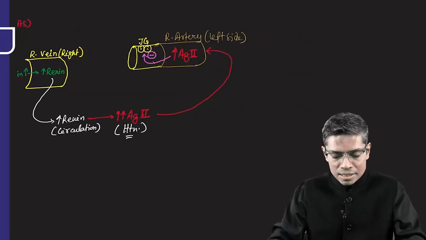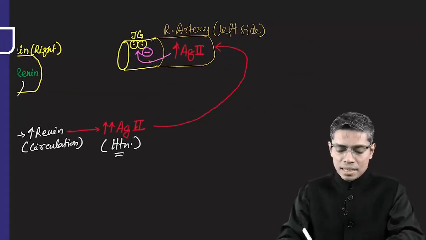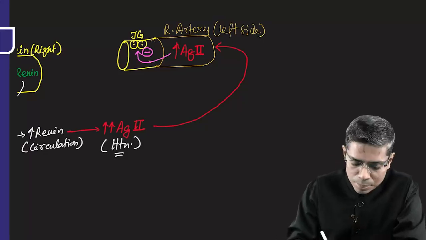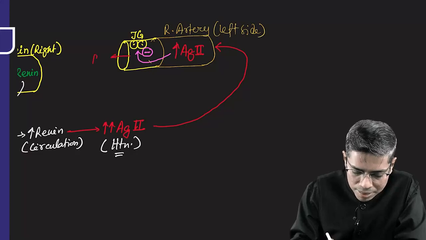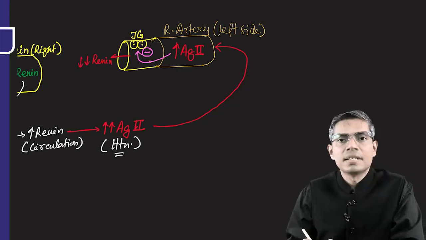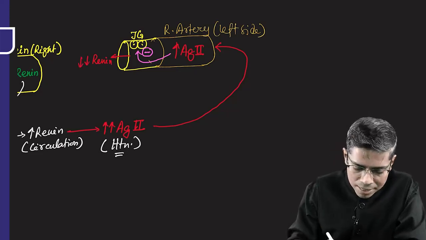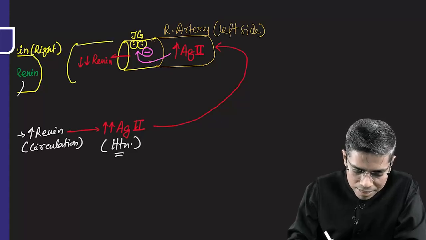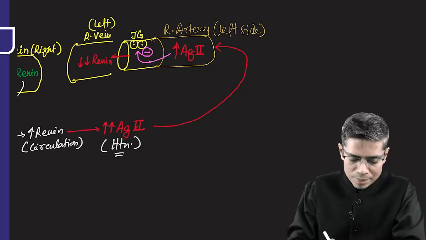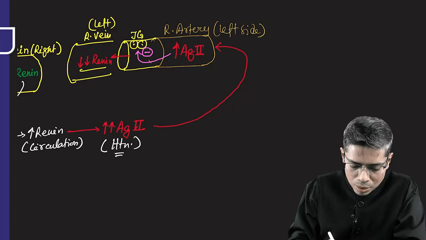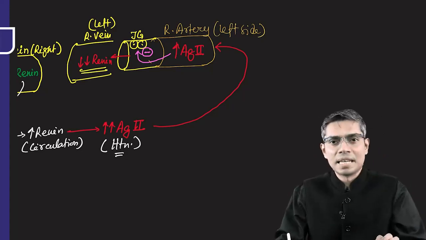So what angiotensin is doing on the other side is inhibiting the JG cell. Because of the inhibition of the JG cell, what will happen to the renin production on the left side? Decrease. So if I measure the renin at the level of the renal vein on the left side of the same subject, what am I going to get? I'm going to get a low level of renin.